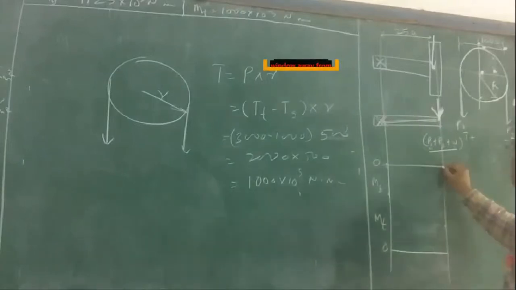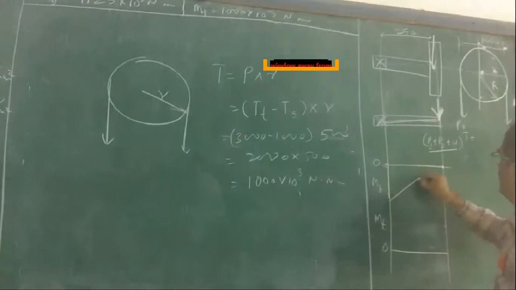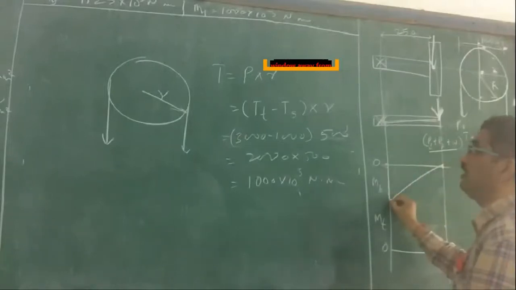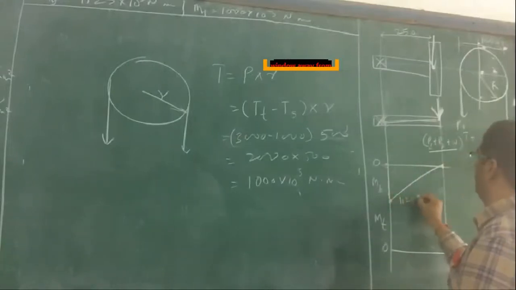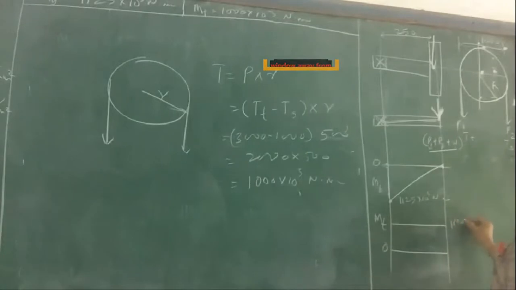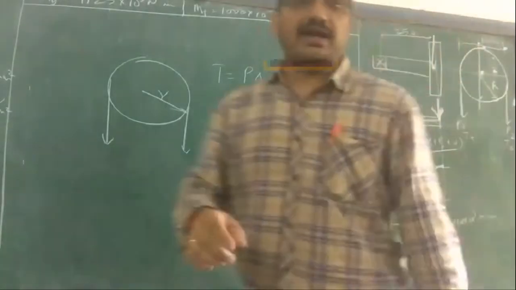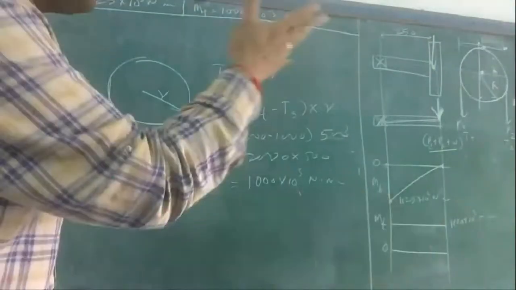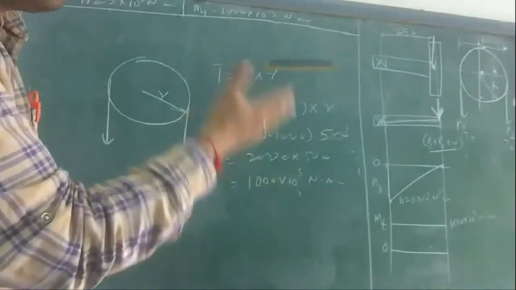Let me just move this thing so that we know we are plotting it, right? So here, if we go from this side, the bending moment is 0. And it will be like this, and this will be 1125 into 10 raised to 3 Newton mm, and torque will be like this, and here it is 1000 into 10 raised to 3 Newton mm. So this is how the diagrams will look. So we have the bending moment, and we have the twisting moment or the torque. Okay, let's come back to the problem.